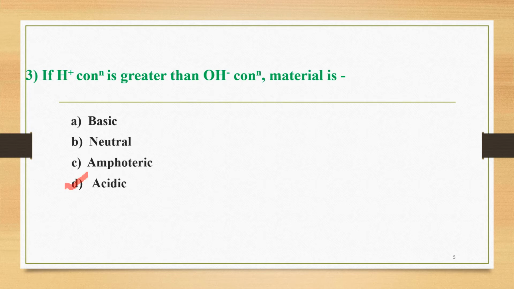We know very well that if the material is basic, it has more OH minus ion concentration. If it is neutral in nature, it has equal concentrations of H plus and OH minus, and if it is amphoteric, it behaves both as an acid as well as a base. So that's why the correct answer of question 3 is that the material is acidic, and option D is the correct option.